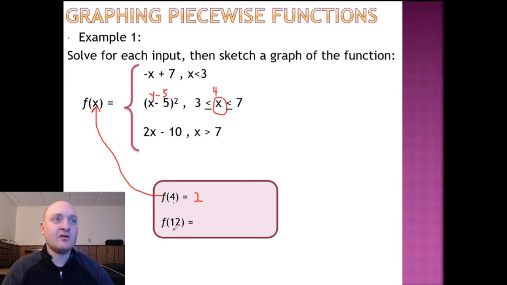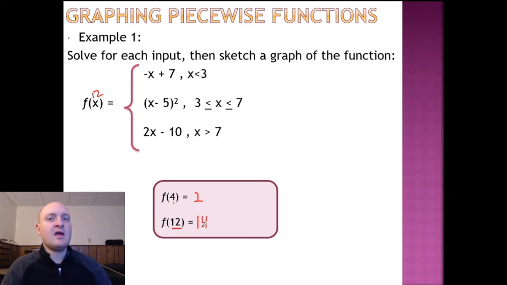When I go to plug in the 12 afterwards, I have to go back and reset the rest of the information from when I had the 4 before. And I'm only going to consider what happens when I plug in 12. Well, when I plug in 12, I need to go down here since it's more than 7. So I'll have 24 minus 10, so a result of 14. That's it. Whenever you deal with an input, do one input at a time, and make sure you're redirecting each input to the correct piece of a piecewise function.